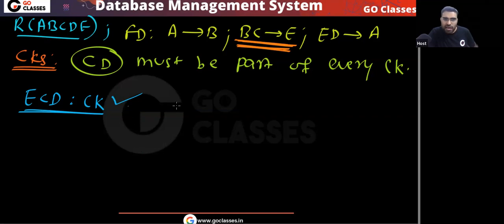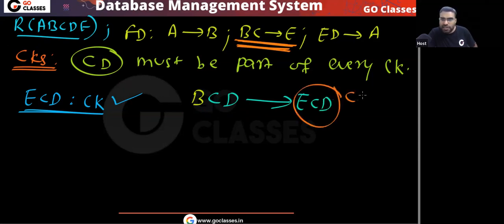So what I'm suggesting is that with this CD, you include B. Just check it. Now, this BC can bring E. So you got ECD, and that ECD itself is a candidate key.